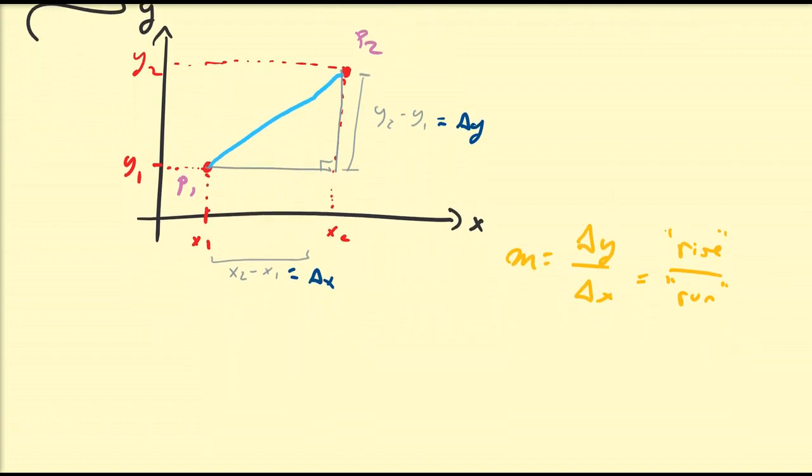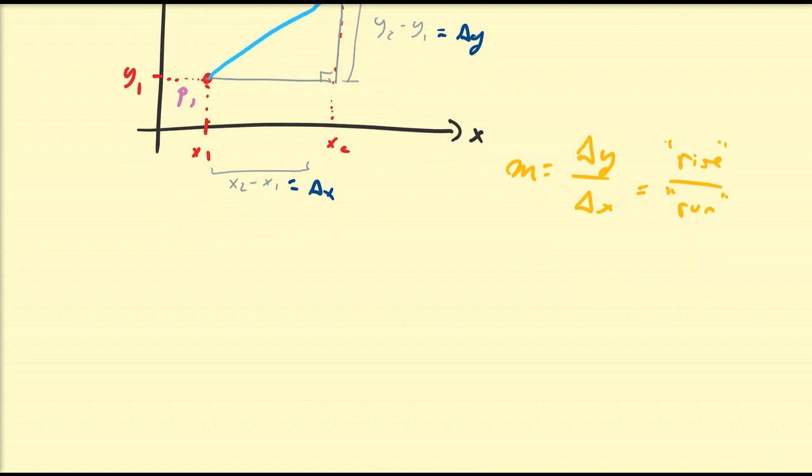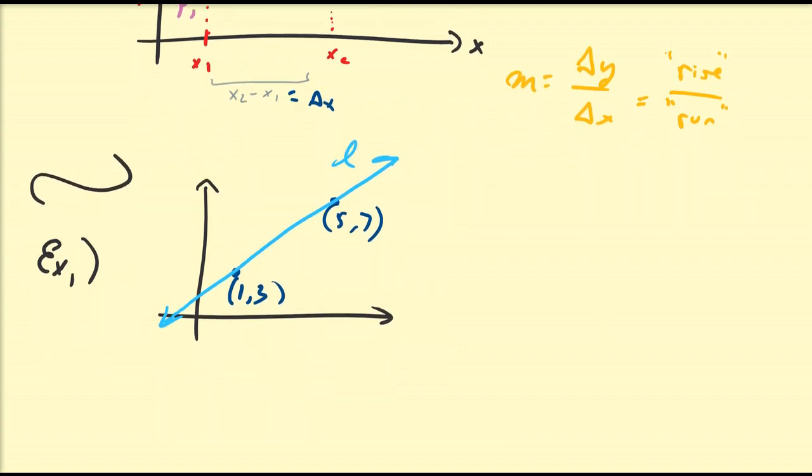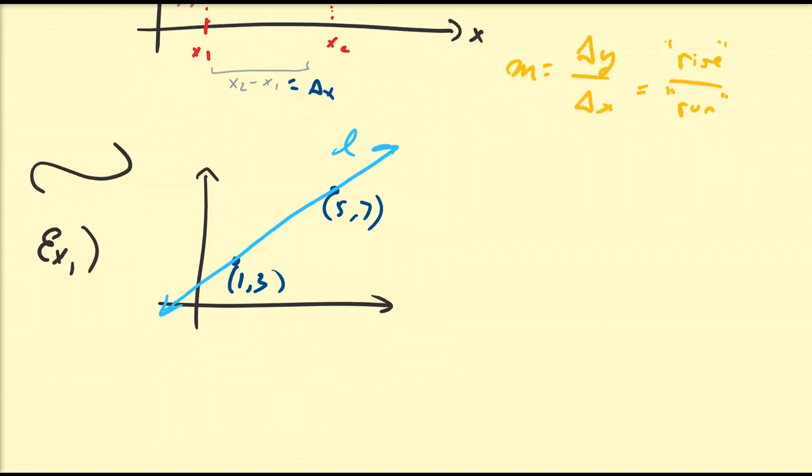Okay, cool. So let's do a couple examples to get some basic properties or observations about the slope. So example 1. Let's consider 2 points in space. Let's consider the point 1, 3 and the point 5, 7. And let's consider the line that passes through them. Let's call that line L. So what is the slope of this line?